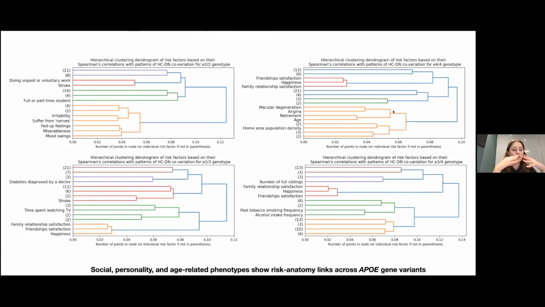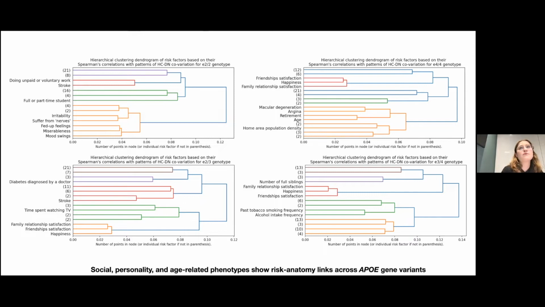So here what I'm showing are the dendrograms, which represent the distance between each cluster identified after the different levels of branching. So the x-axis is the distance in the latent space where these clusters are formed. I want to draw your attention to this robust cluster of social phenotypes. We see it here for E2, E3 homozygous: family relationship satisfaction, friendship satisfaction, and happiness.